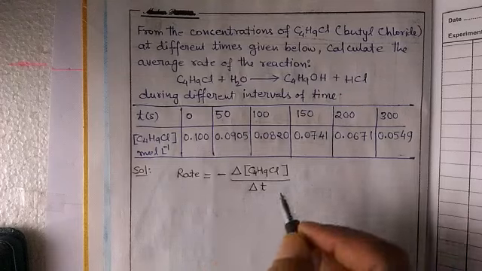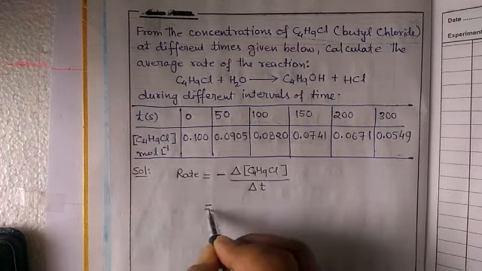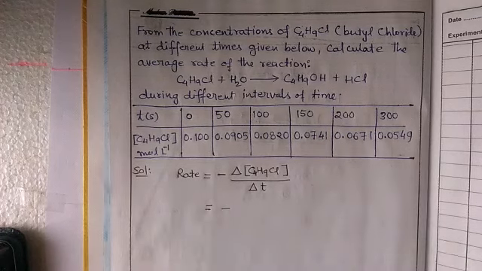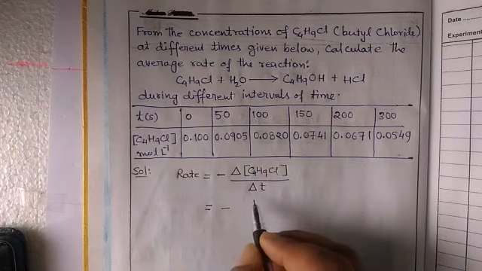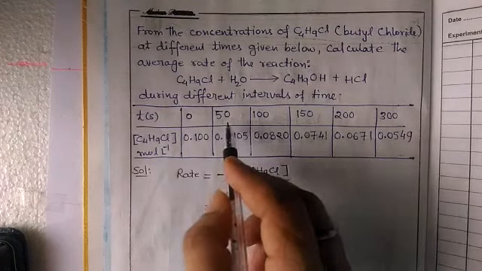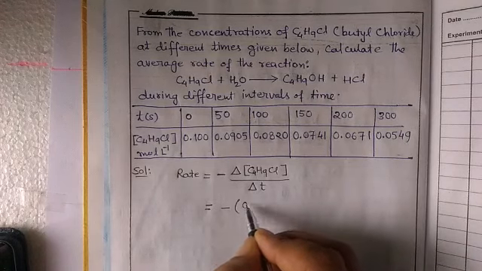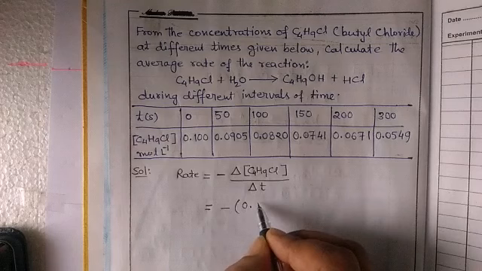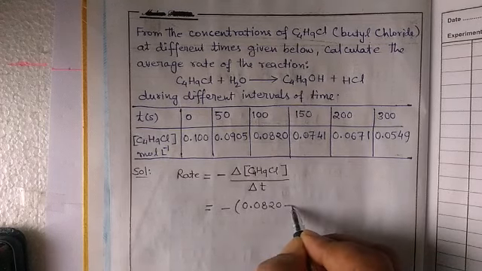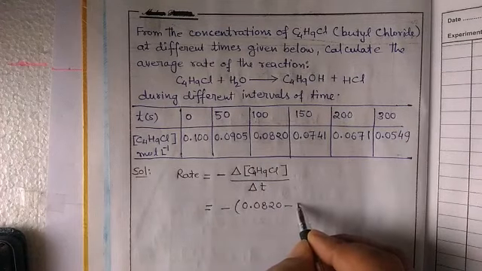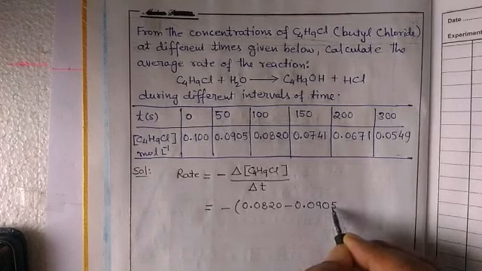For this, let's put the values into proper way. Now change in concentration, this is final and this is initial for a rate between 50 and 100. So we'll put these values like 0.0820, and the initial value is 0.0905.